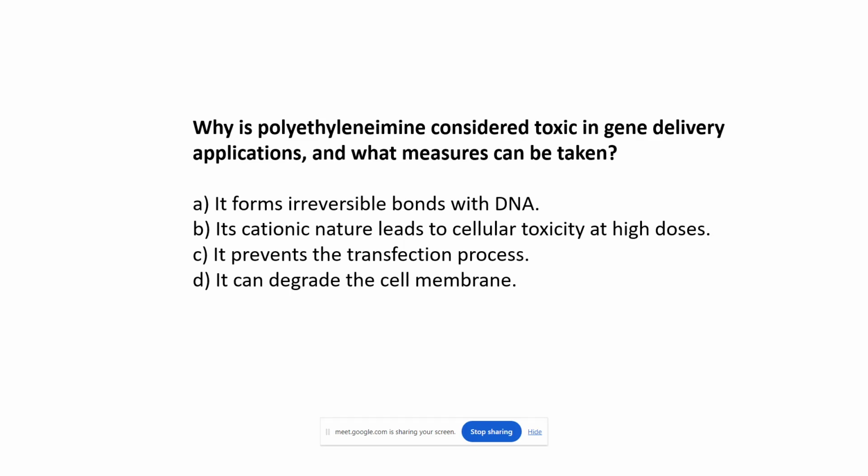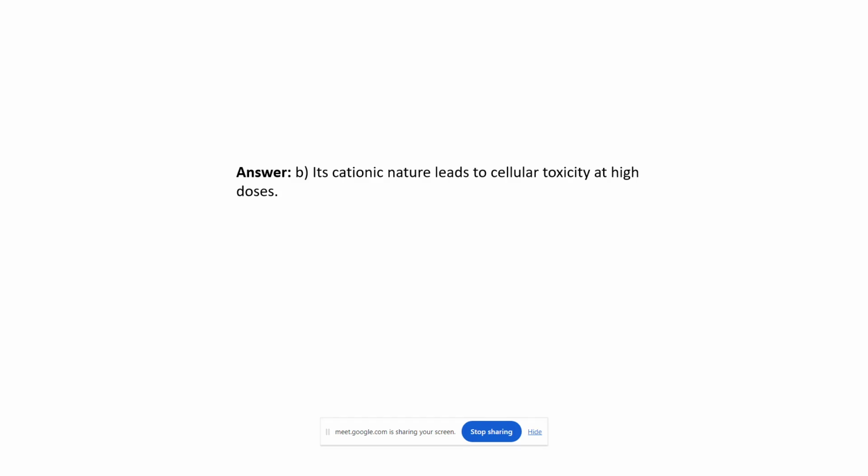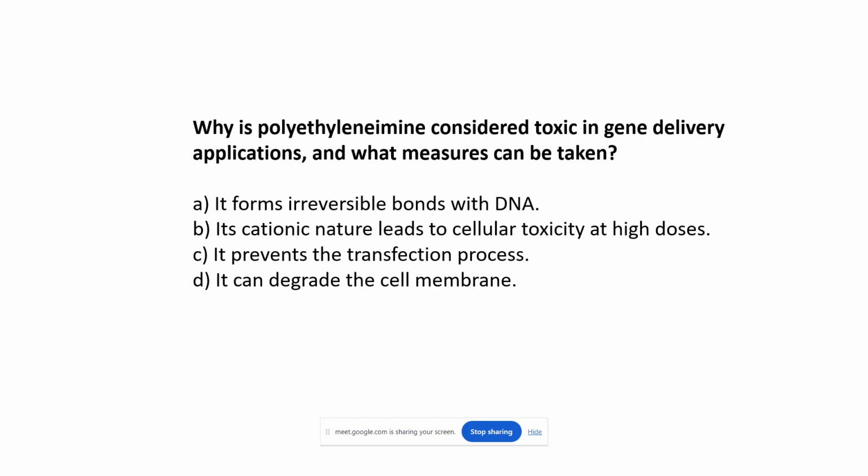Okay, the correct answer would be option 2. Its cationic nature leads to cellular toxicity at higher doses. So polyethylene can be used for gene delivery. It can easily pass through the cell membrane, but at higher doses, because it is cationic, it will interact with the negatively charged components of the cell, and that is how it leads to cellular toxicity.